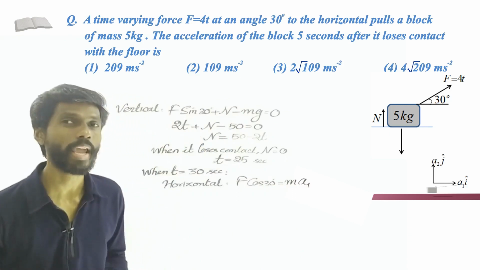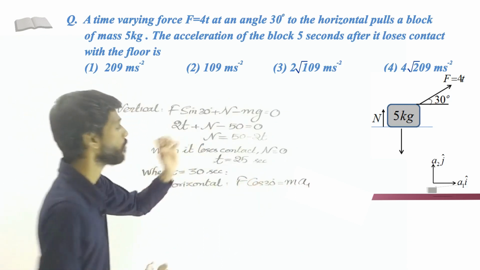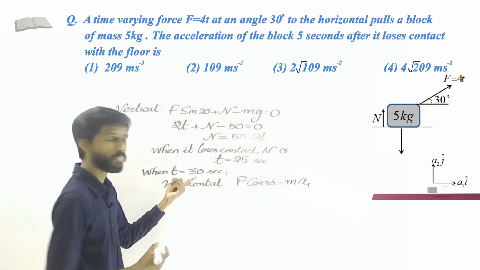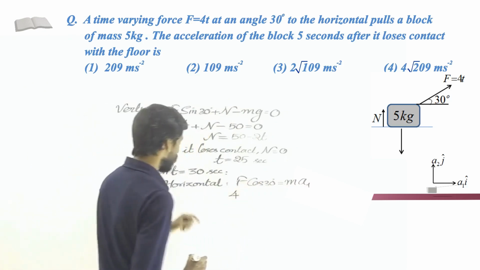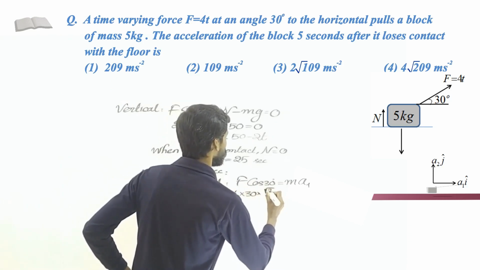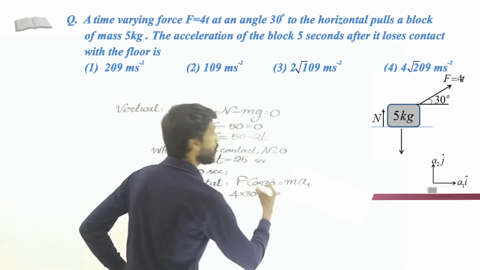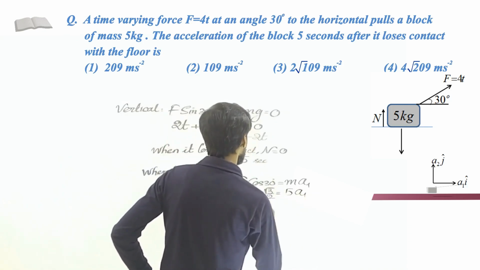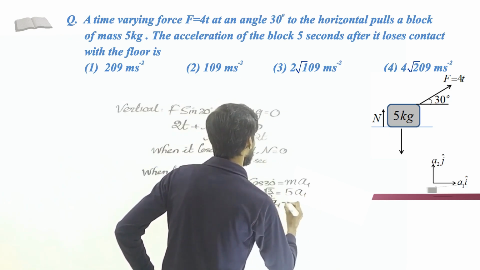So let us take A1. A1 is the horizontal acceleration of the block. Now let us substitute. What is the force? F is known already, 40. So force is 4 multiplied by 30 multiplied by cos 30. Cos 30 is root 3 by 2, equal to mass, 5, multiplied by the acceleration A1. So that gives you our required acceleration in the horizontal direction, that is A1.